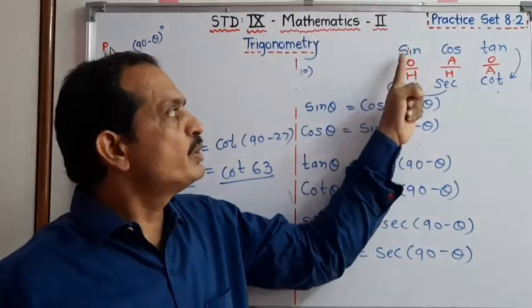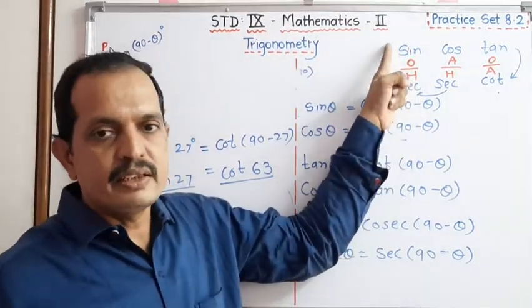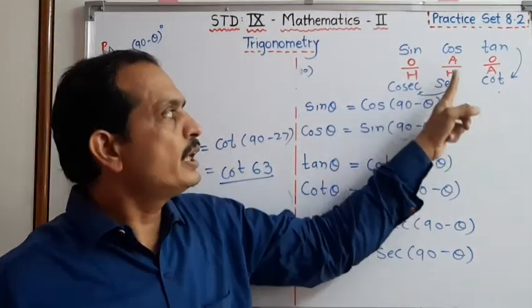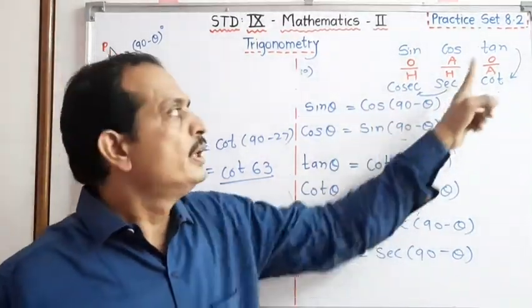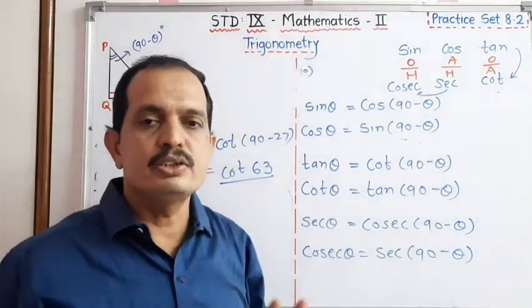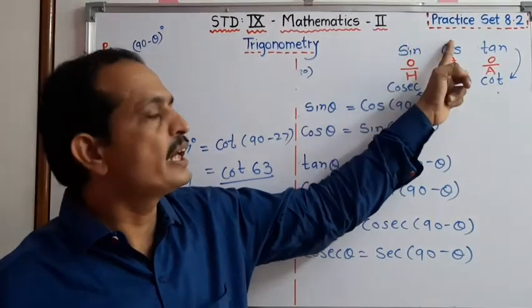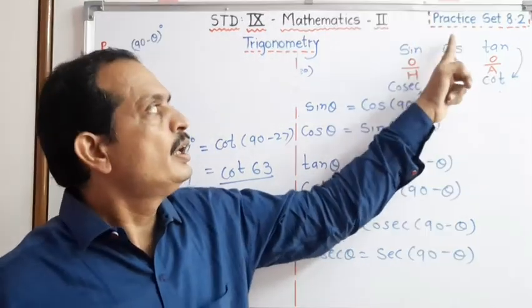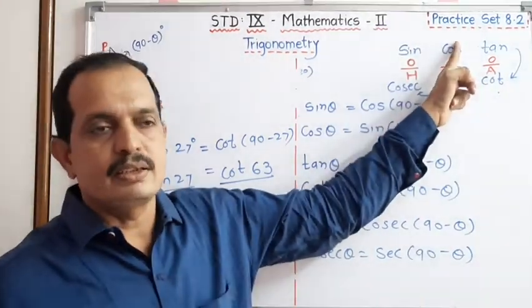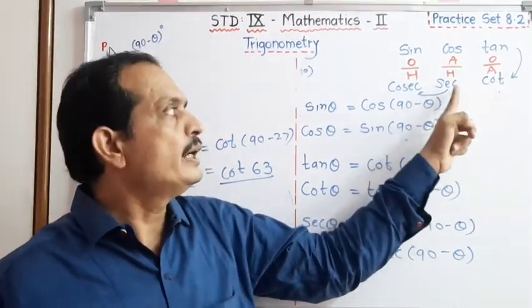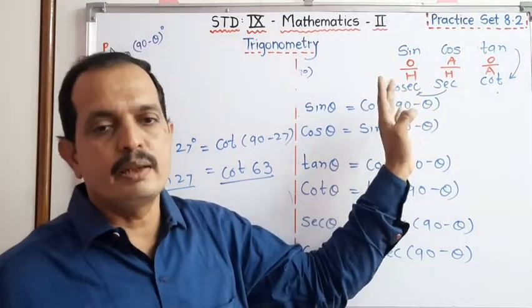First, the relation between sine and cosec. Sin theta into cosec theta is equal to 1. Cos theta into sec theta is equal to 1. And tan theta into cot theta is equal to 1. Now the relation between sine and cos: sin theta is equal to cos 90 minus theta. Tan theta is equal to cot 90 minus theta, and sec theta is equal to cosec 90 minus theta.